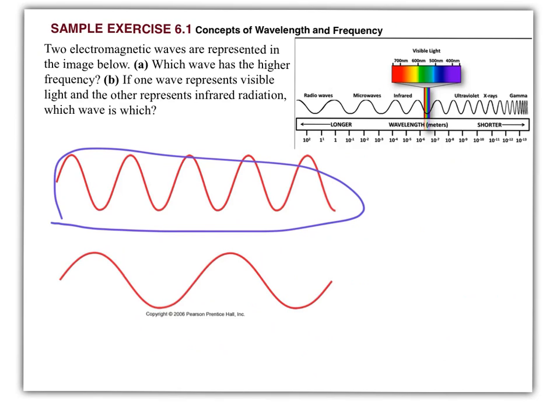If one wave represents visible light and the other wave represents infrared radiation, which wave is which? Okay, visible light, remember it's the red to violet. Red is the cooler side. Infrared is near red. So infrared is going to be longer wavelengths, right? So that would be the infrared, and that would be the visible.